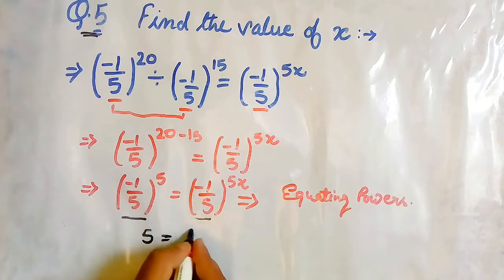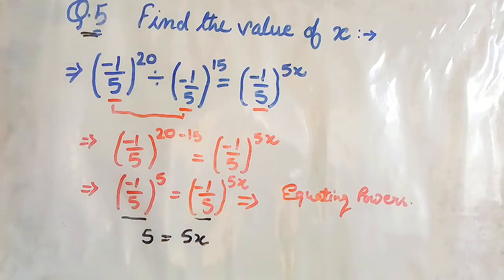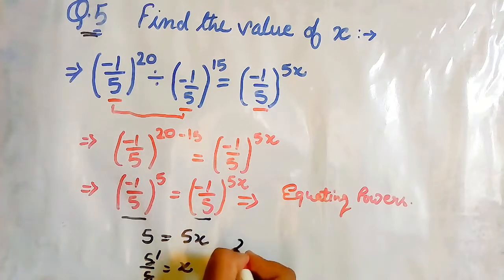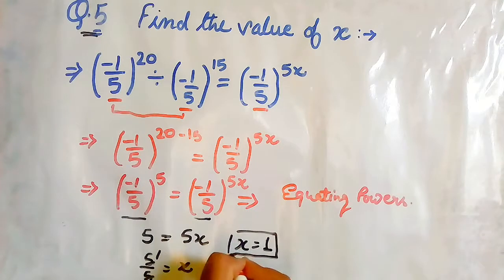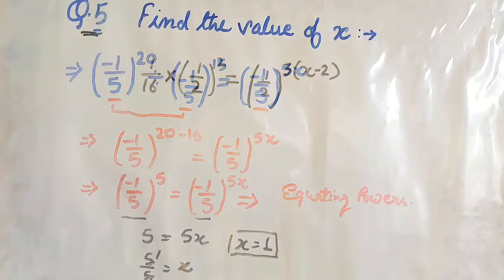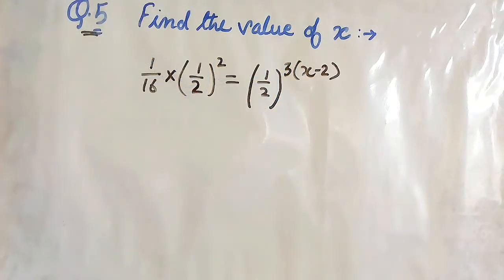So here 5 will be equal to 5x. Now we have to find out x, so bring 5 to the left side. 5 upon 5 will be equal to x, and from here x will be equal to 1. This is your required answer. Now let us see one more question.